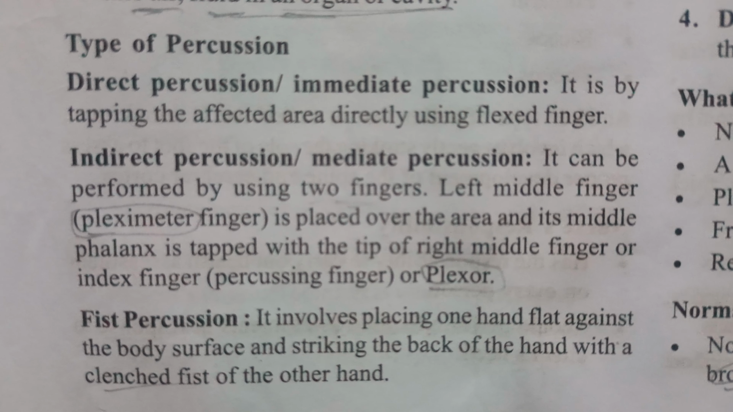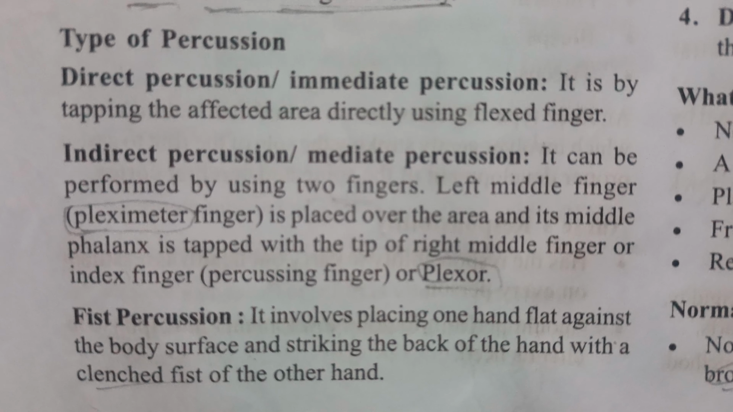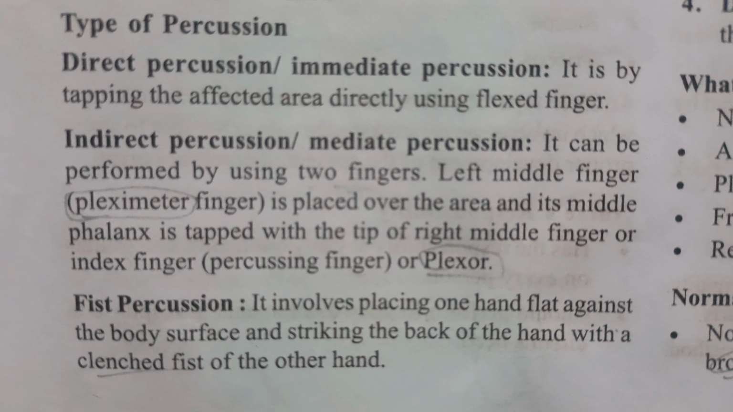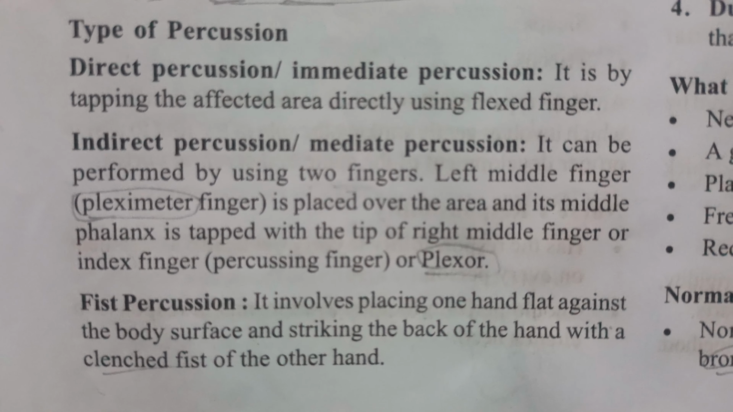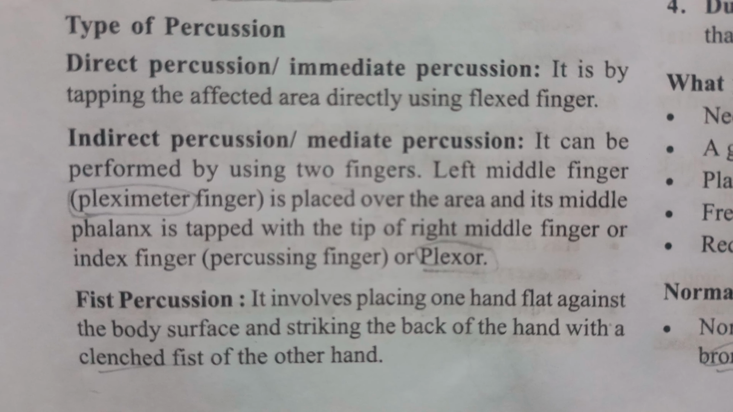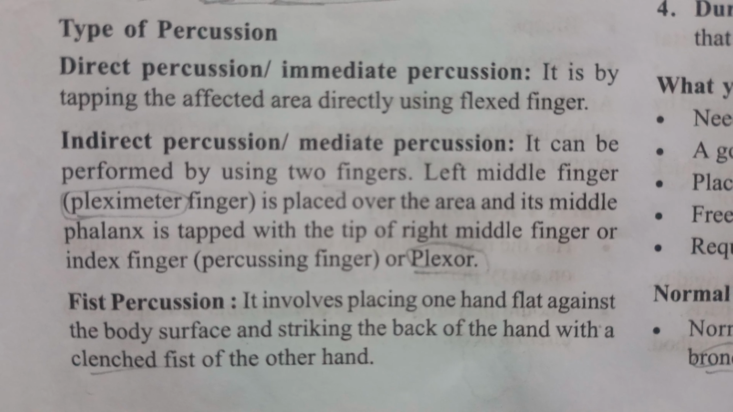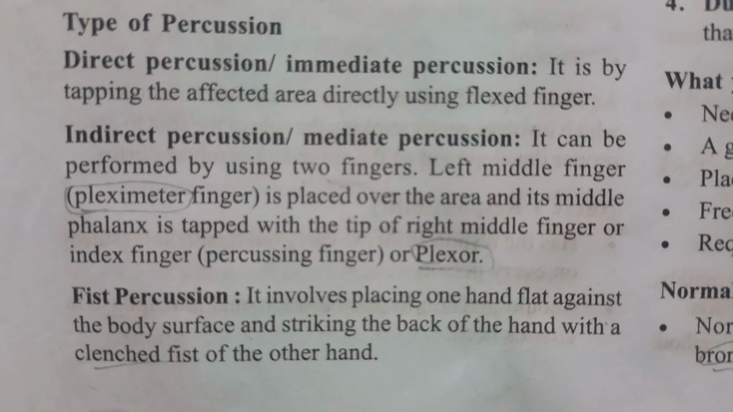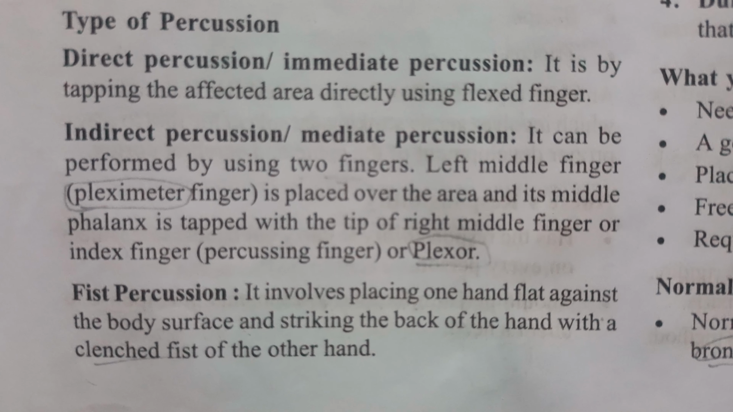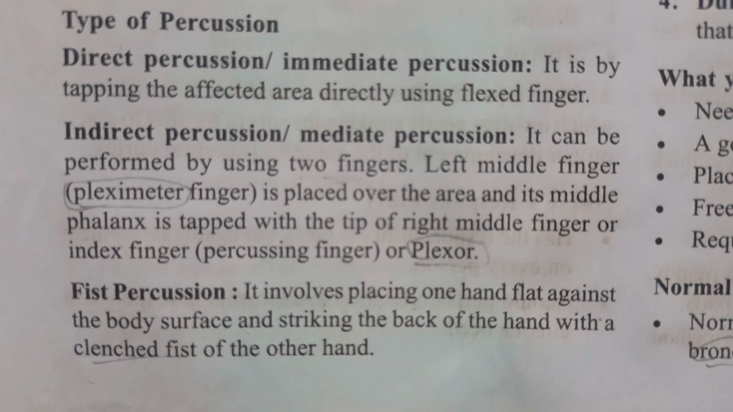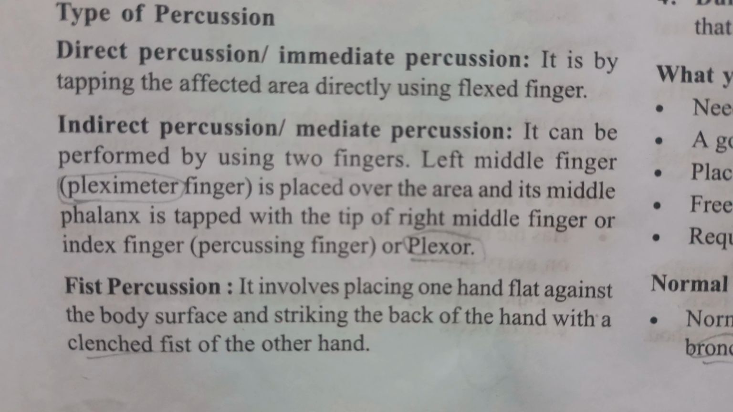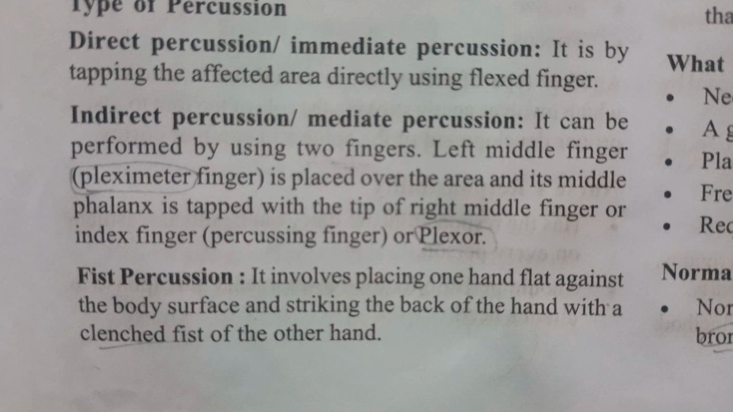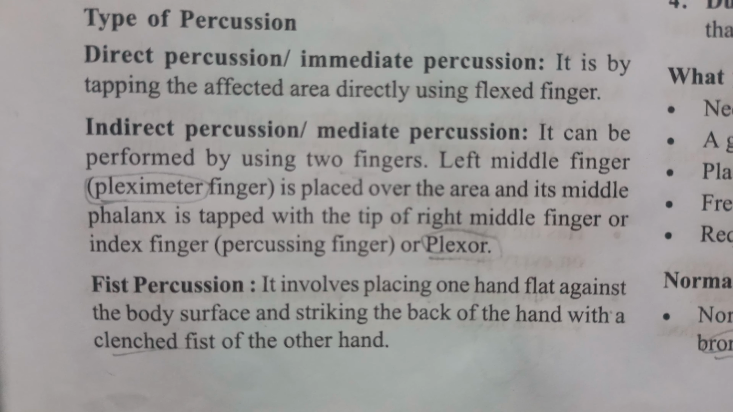Direct percussion: it is done by tapping the affected area directly using a flexed finger. Indirect percussion, mediate percussion, can be performed by using two fingers. The left middle finger, the pleximeter finger, is placed over the area and its middle phalanx is tapped with the tip of the right middle finger or index finger, the percussion finger or plexor. Fist percussion: it involves placing one hand flat against the body surface and striking the back of the hand with a clenched fist of the other hand.